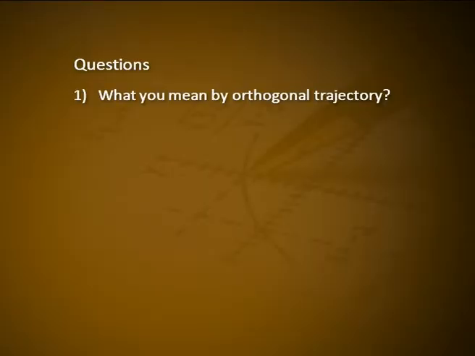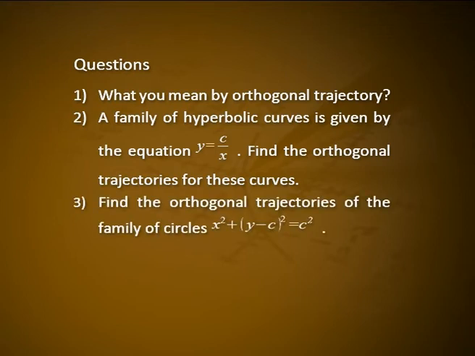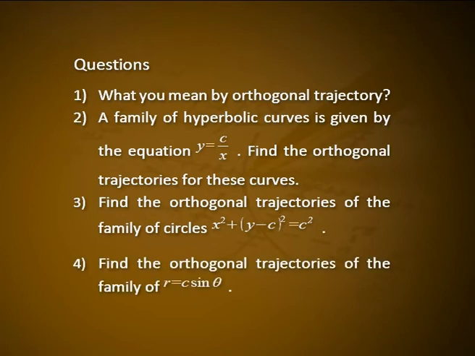Now, you can try to solve the questions given here. What do you mean by orthogonal trajectory? A family of hyperbolic curves is given by the equation y is equal to c by x. Find the orthogonal trajectories for these curves. Find the orthogonal trajectories of the family of circles x square plus y minus c whole square is equal to c square. Find the orthogonal trajectories of the family r is equal to c sin theta.